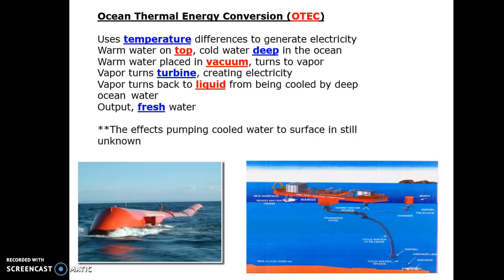A big place for this is Hawaii. So if you chose this one to do, actually, I don't think it was on the list, but feel free to email me if you'd like to do it. There's just not a lot of information out there, but Hawaii, I believe, is the hotspot for OTEC right now.